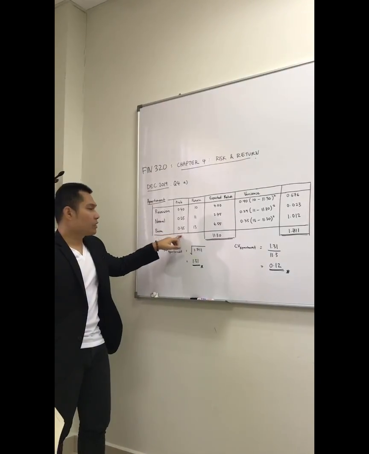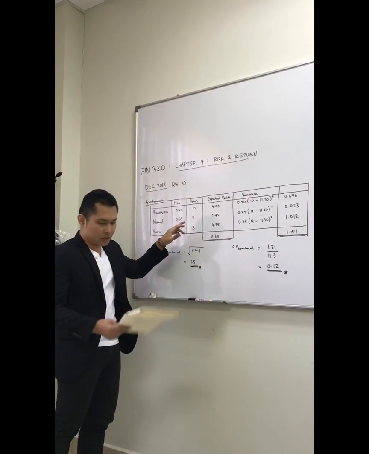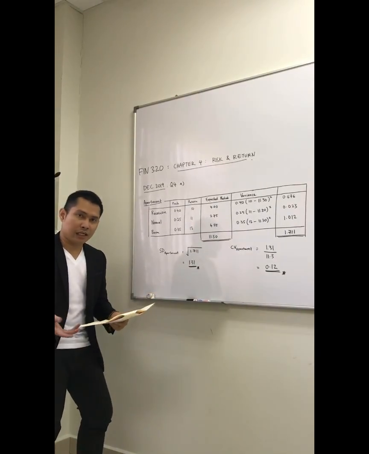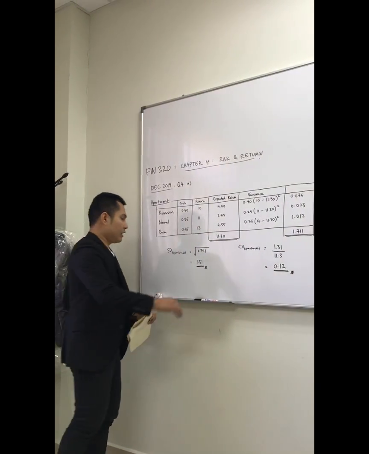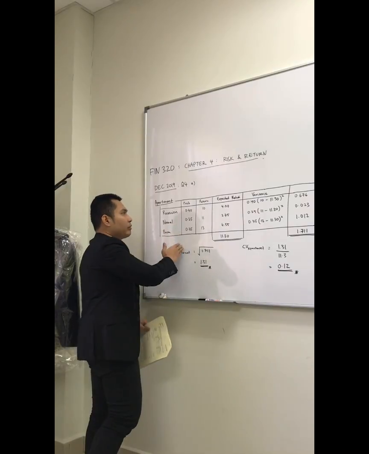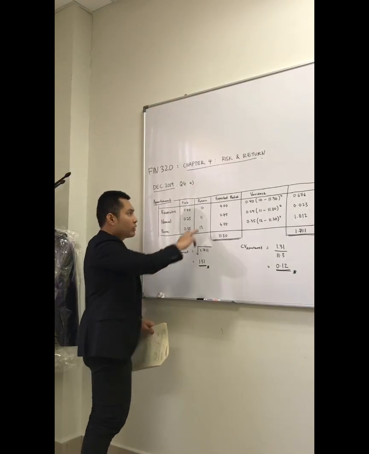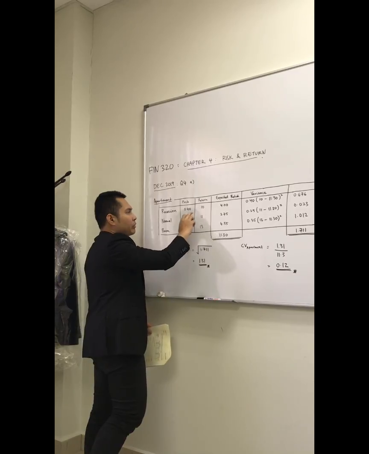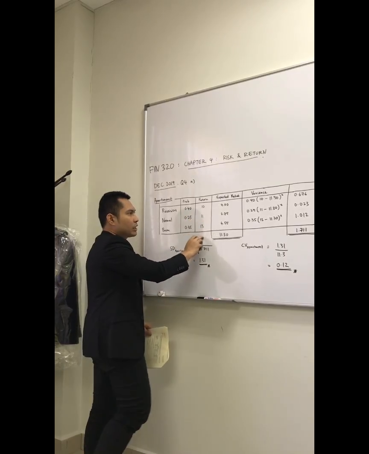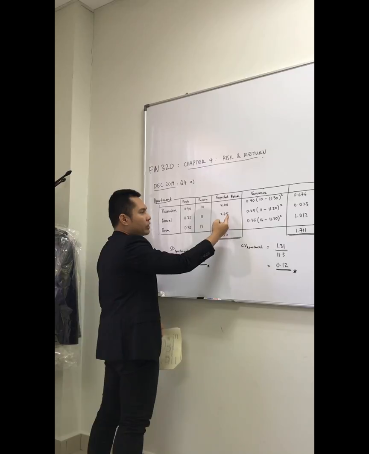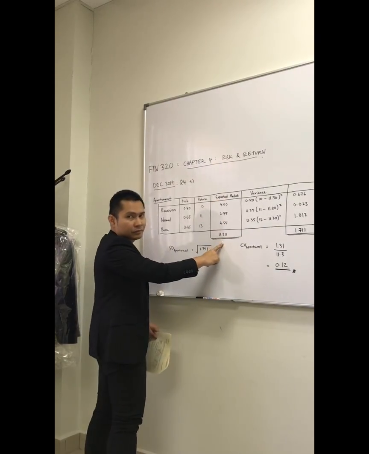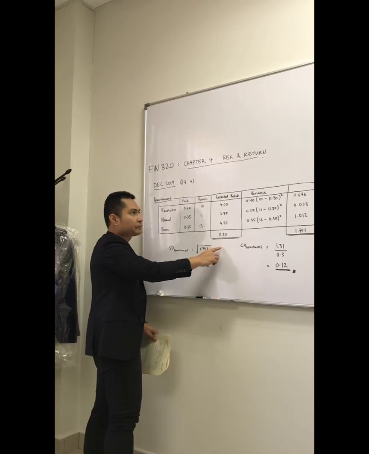Okay, so for apartment, the probability during recession time is 0.4, the normal time is 0.25, the boom is 0.35, and then the return is 10, 11 and 13. So to calculate expected return, the formula is the probability times the annual return. So probability times return, probability times return, probability times return, you get 4, 2.75, 4.55, and then you sum it up.